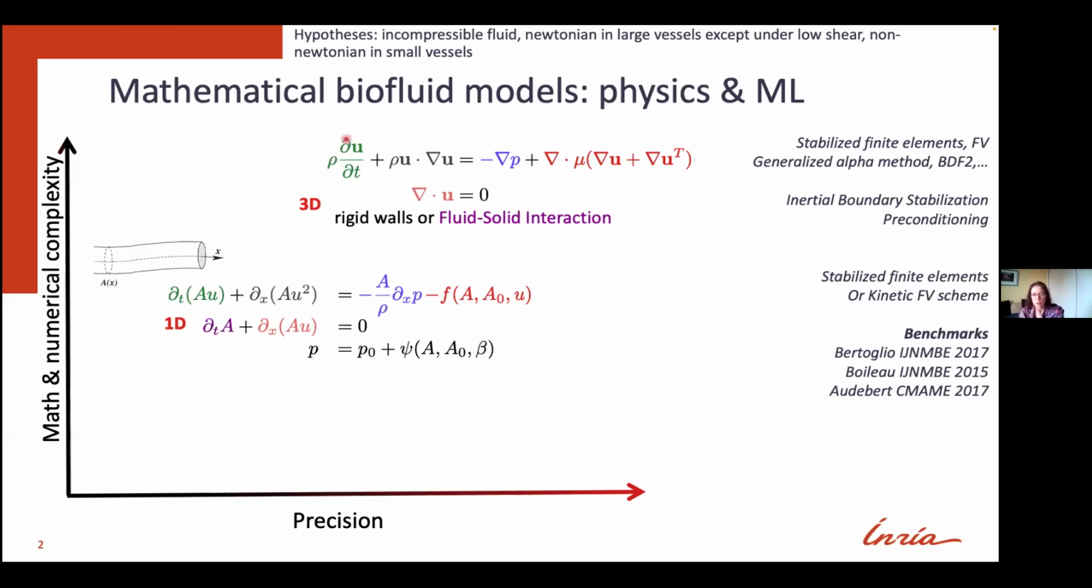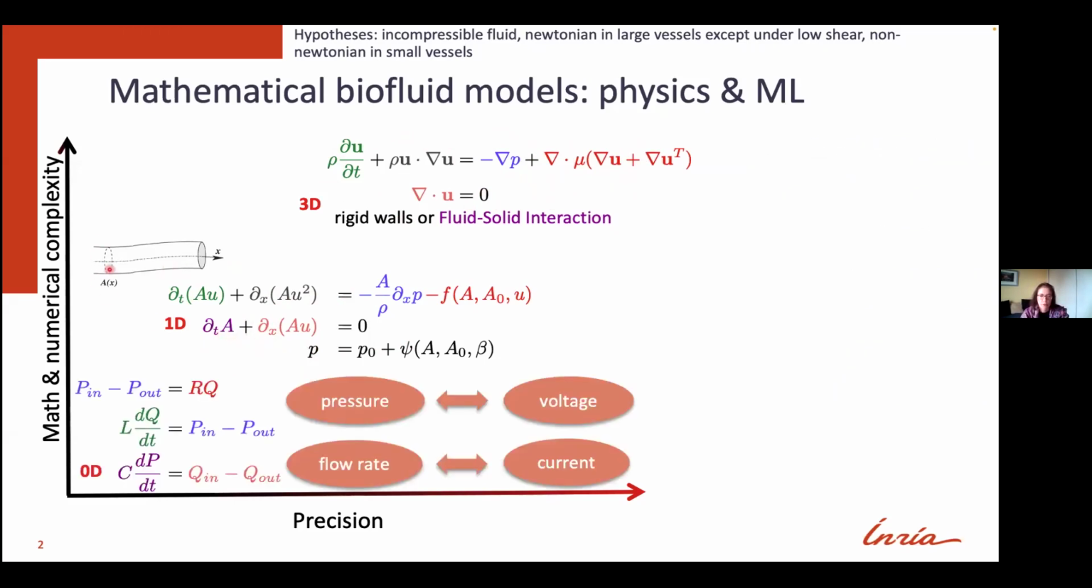So inertia, balancing the pressure forces and the viscous terms, so the pressure loss due to viscosity. And also conservation of mass that you find here. And then we can also further integrate these equations along a blood vessel. And we arrive at ODEs this time, where the same physics holds, of course.